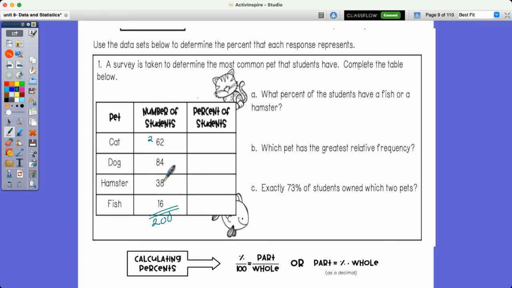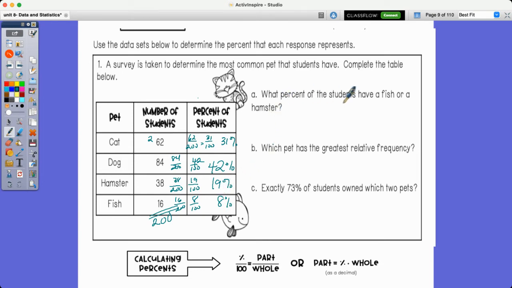So when I'm figuring out the percent, this would be 62 out of 200, which would be 31 out of 100, which is 31%. I'm just doing quick fractions in my head because it's out of 200. So 84 out of 200, I just divide by 2. That gives me out of 100, so this would be 42, so it's 42%. 38 out of 200 is 19 out of 100 or 19%. And then the fish are 16 out of 200, which is 8 out of 100 or 8%.